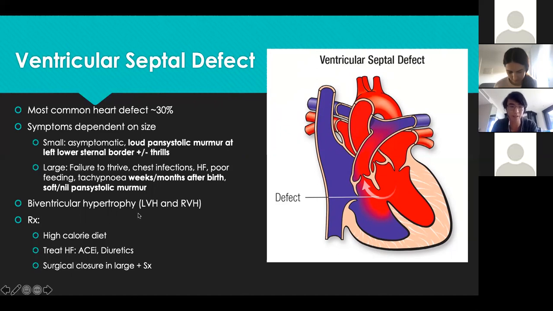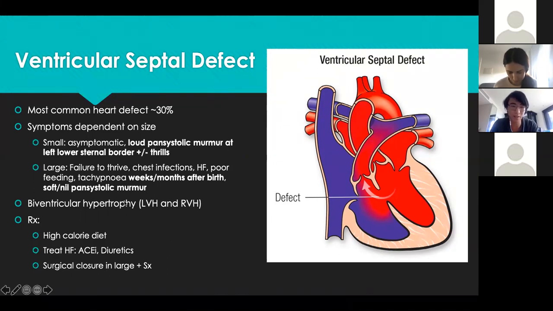And you can treat this in a few different ways. So you can encourage a high calorie diet to overcome that failure to thrive. If they've got heart failure, you can treat the heart failure, and you can close the hole if it's causing a lot of symptoms and if it's a really large defect.